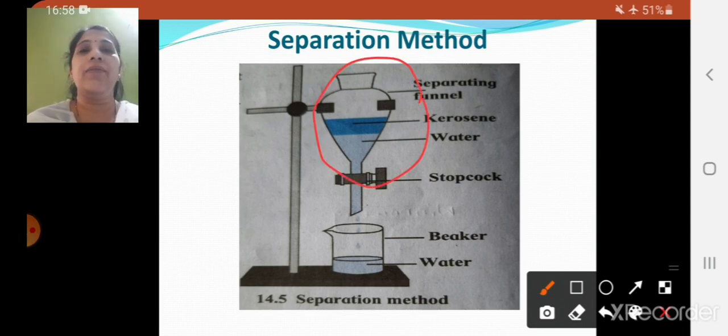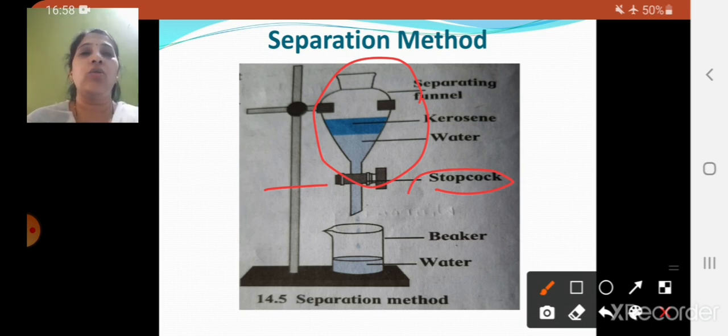And in this separating funnel, you will pour a mixture of kerosene and water, and then you will close it with the stopcock, right? Then you will fix this separating funnel to this stand, right? And then you will keep it in this position without touching it. That means you will leave it undisturbed. Undisturbed means you are not going to touch it, you are going to keep it in the same position as it was kept.